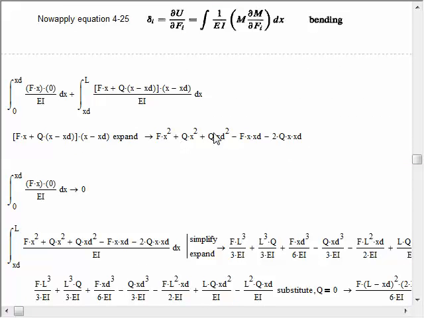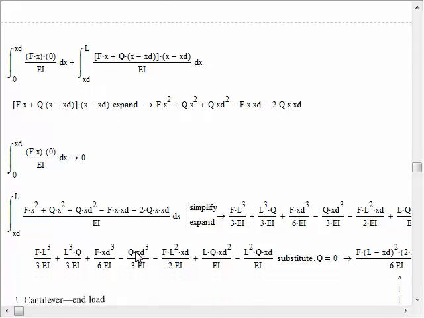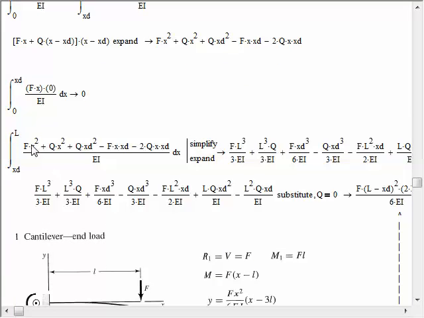And now I'm going to take this quantity right here, and rewrite this integral using the expanded version of this term. Here's the integral with the expanded version. Okay, and I'm going to let MathCAD do the integration. What it's going to do is take this term, Fx squared over EI, and turn it into an Fx cubed over 3EI because we are integrating with respect to x. That term is going to be evaluated at L, and at xd. The L term will be positive, the xd term will be negative, and we can see that after MathCAD has done the integration, we have an FL cubed over 3EI that came from this term, and later on we're going to have a minus Fxd cubed over 3EI.